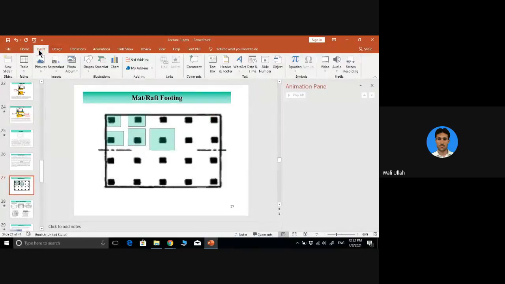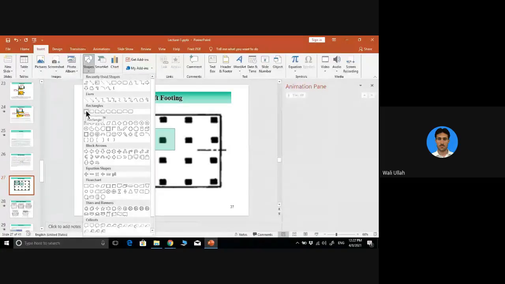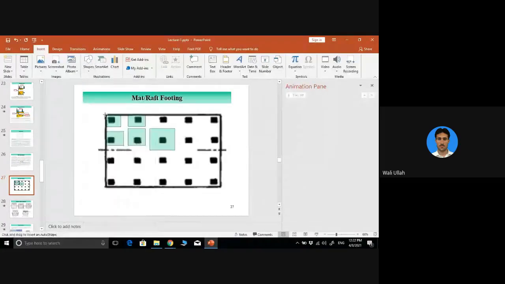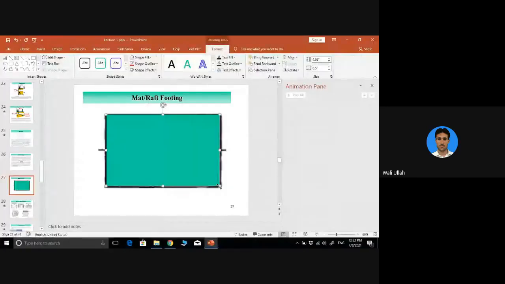So what we do, we provide a single foundation below all the columns, like this. So this is called a mat or raft footing. If you have any question, you can ask.